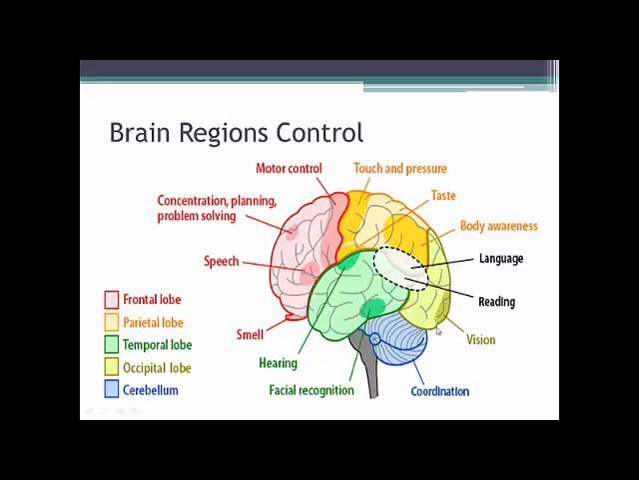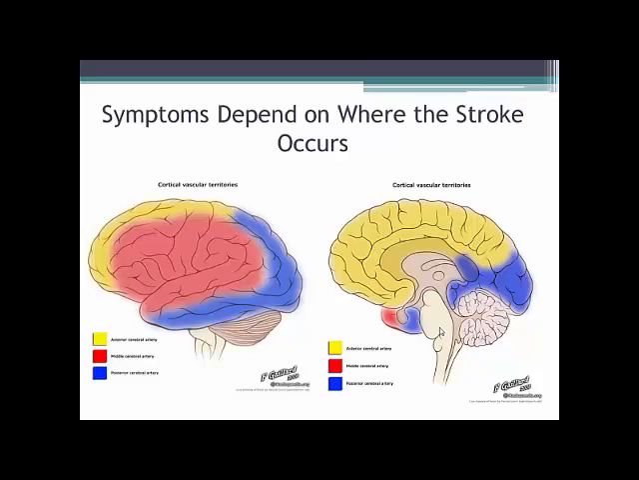So again, it depends on where the stroke occurs in order to understand what symptoms they may be experiencing. The brain is actually controlled by three main blood vessels or arteries, and we're not going to go into the names of them, but the three areas: one artery controls this yellow portion, one artery controls this red portion, and another artery controls this blue portion.